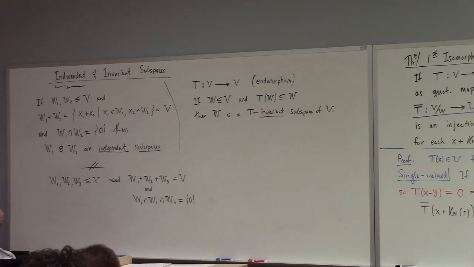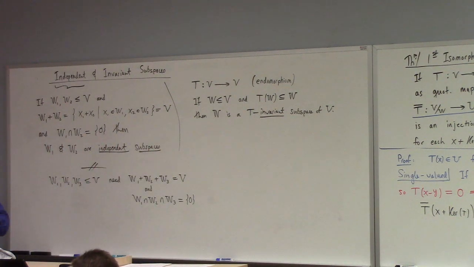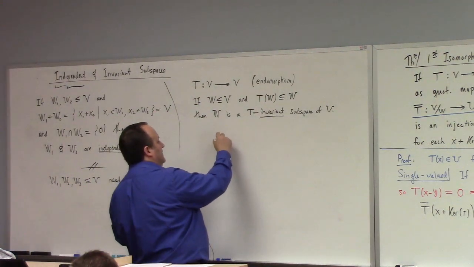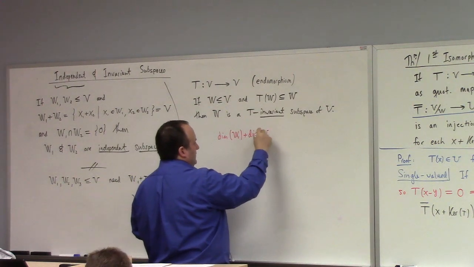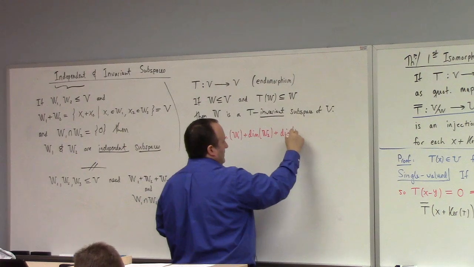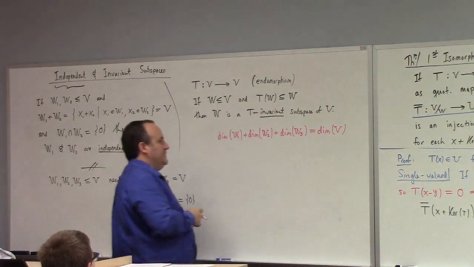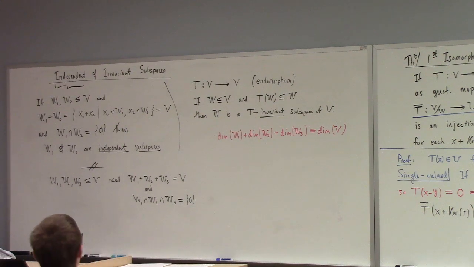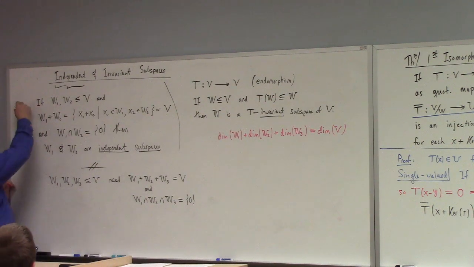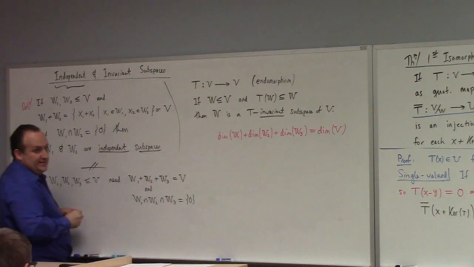Now, one of the things we'd like for independent subspaces is for the dimension of W1 plus the dimension of W2 plus the dimension of W3 to be equal to the dimension of V. That is something that should be true for independent subspaces, and it is true for the properly defined case of 2 independent subspaces up here. But let's find out if this plays nice with that concept.